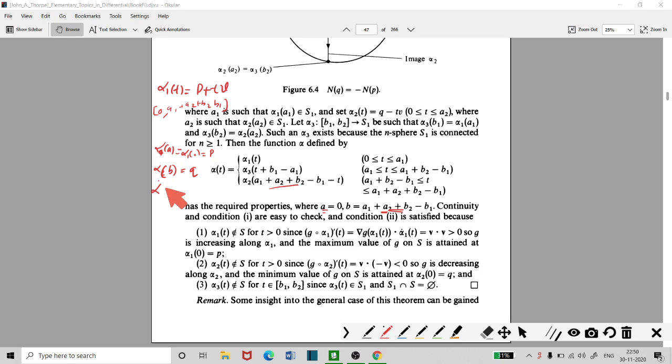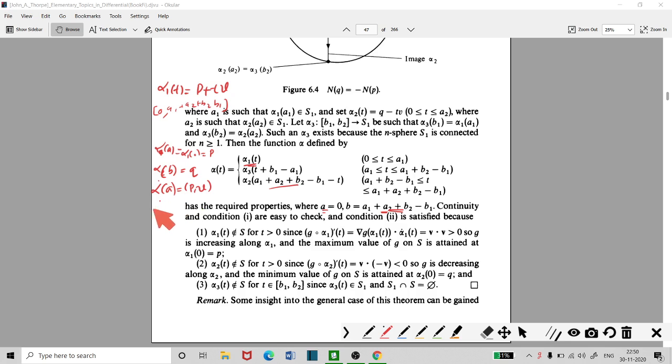Now we have to verify alpha dot of a, that is the derivative of alpha at a. That is obtained by taking the derivative of alpha 1. When you take the derivative of alpha 1, you get v. So that will give the vector v at the point p.